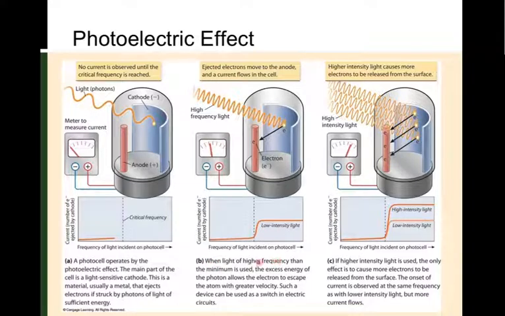When light of higher frequency than the minimum is used, the excess energy of the photon allows the electron to escape the atom with greater velocity. Such a device can be used as a switch in electrical circuits.